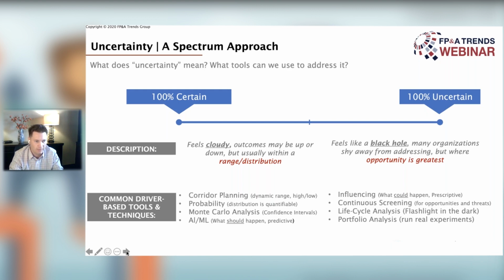So we're going to work on that metaphor of operating in the dark and black holes here. Let's look at some of the tools that we can use in these environments. Under a somewhat hazy, cloudy environment, there are things like corridor planning, which I think you'll hear about later in the presentation. That's sort of dynamic planning with different ranges, like a high, mid, low type approach. Again, probability is one of your best friends when you have a little bit of murkiness.